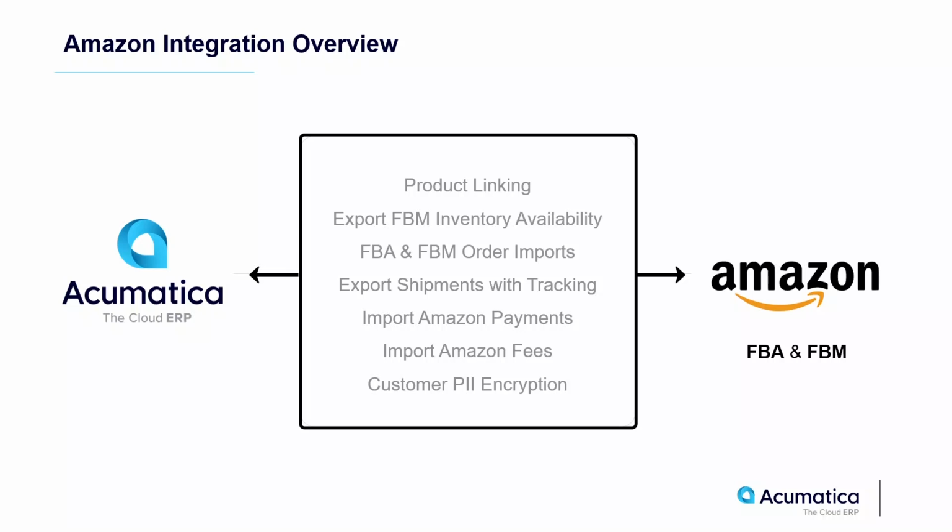Of course, we're importing FBA orders and FBM orders. When the merchant is fulfilling the orders, of course, you're going to have a shipment with a tracking number, and we're sending that information back to Amazon. We're pulling the Amazon payments into Acumatica, and we're also pulling in the Amazon fees. That includes order-related fees and non-order related fees. Plus, we've added a lot of features that will encrypt customer data and protect the customer PII. PII stands for Personal Identifiable Information.